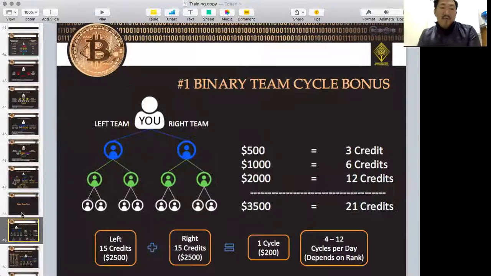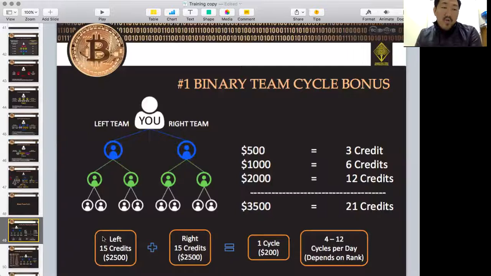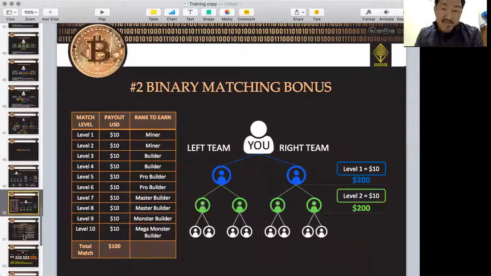So if so far the commissions are starting to feel a bit confusing, no worries. I'll be walking you all through it on the whiteboard in a moment. Okay, I'll just briefly run through them, so not everything I'll say later is alien. Okay, so binary matching bonus is another thing where you get $10 for each cycle which happens from each account below you.